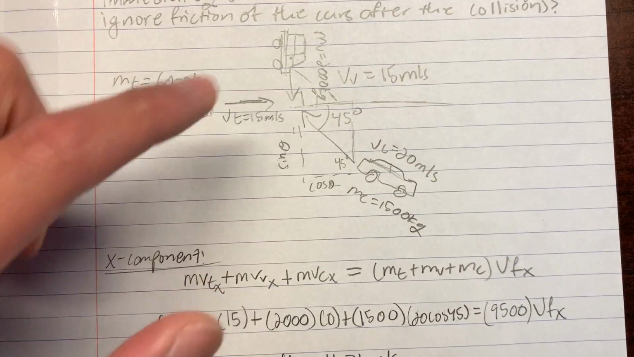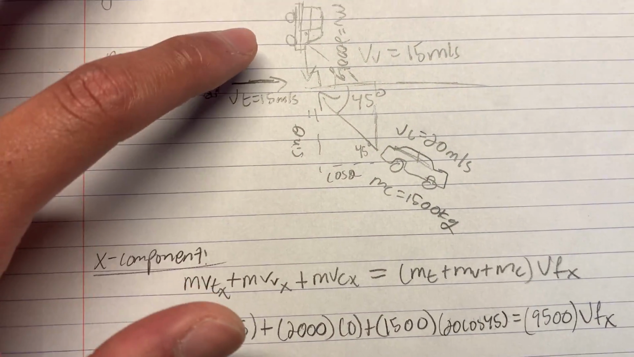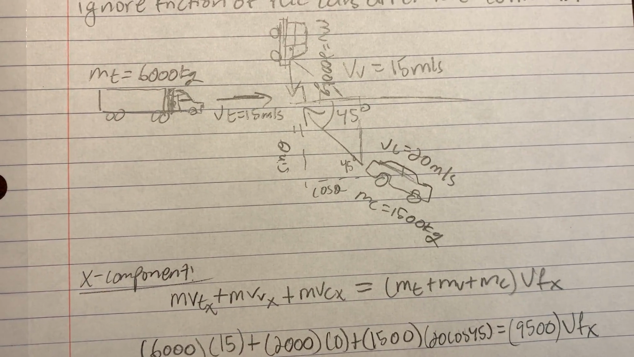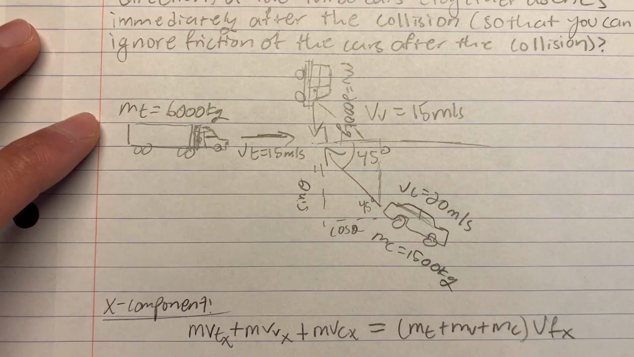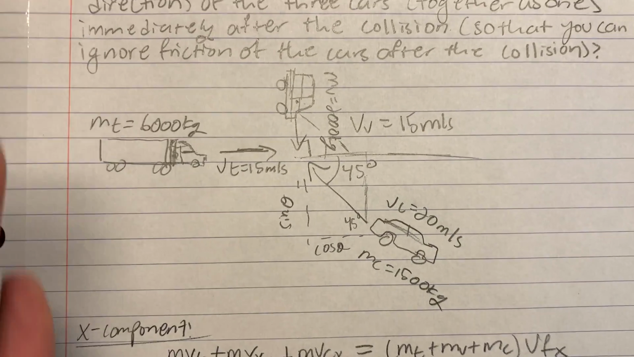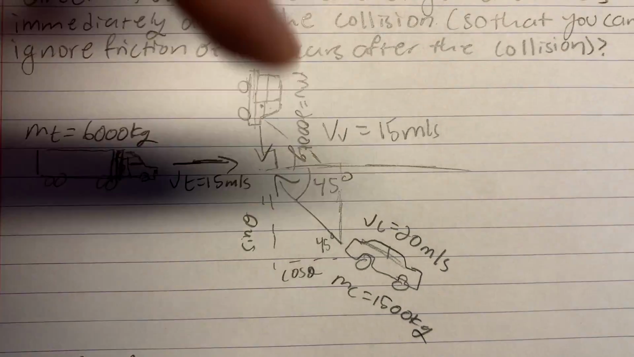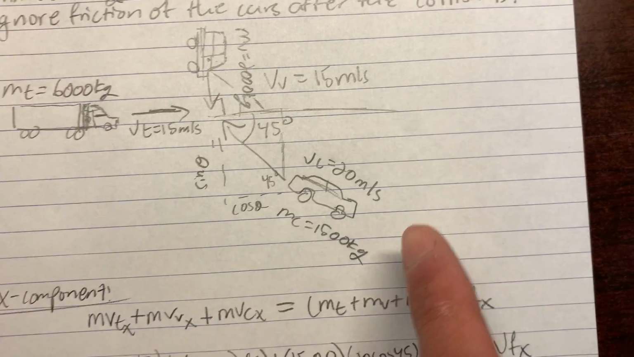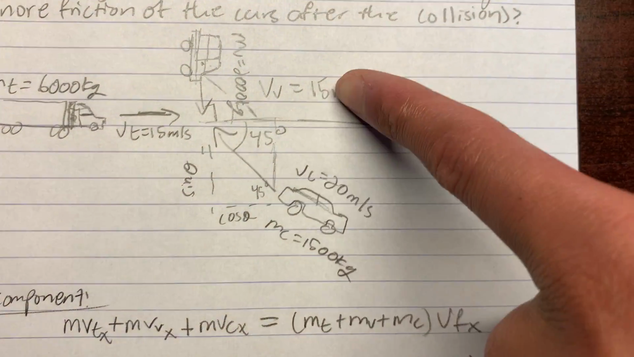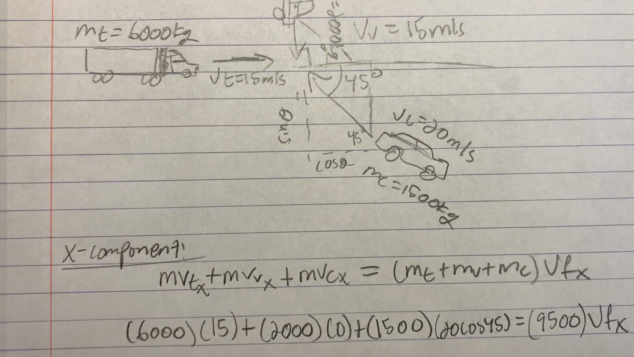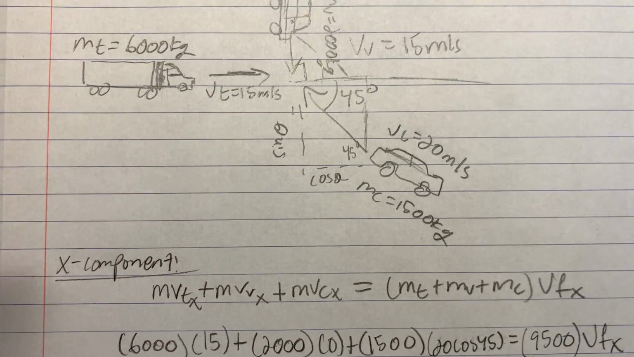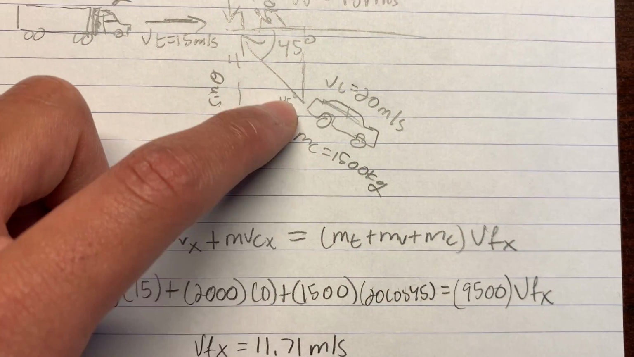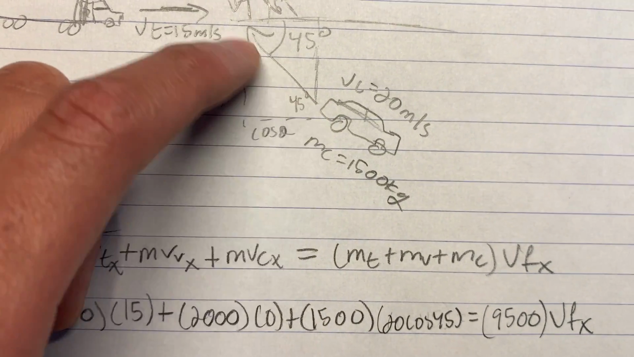Then you got the van. The van has a mass of 2,000 kilograms, and it's traveling 0 meters per second along the x-axis. It only has velocity along the y-axis, which is 15 meters per second going downward. And then you have the car, which is 45 degrees from the x-axis, and it has x and y components. It is 45 degrees from the x-axis here, and using geometry, we can find out that's equivalent to 45 degrees here from this triangle.